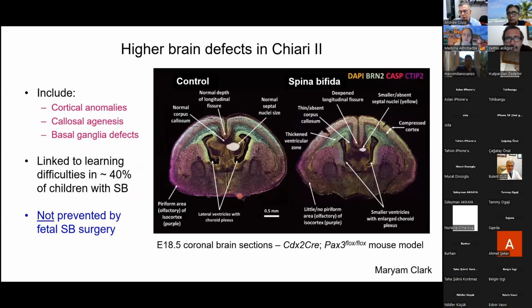And so we've now started to look at these defects, and indeed we do see hypogenesis of the corpus callosum, and a compressed cerebral cortex, and many other features in our mice as well. And so we think we have a model not only of hindbrain herniation, but also of these higher brain defects.